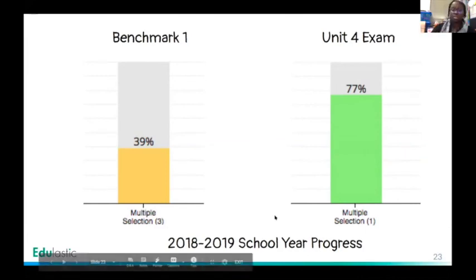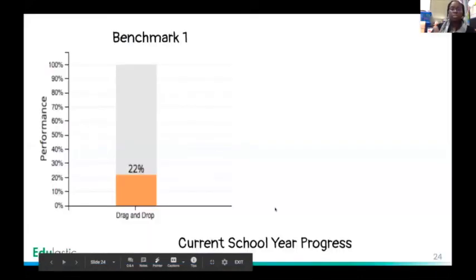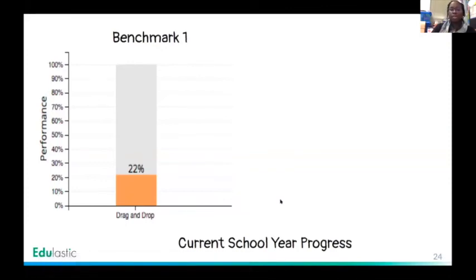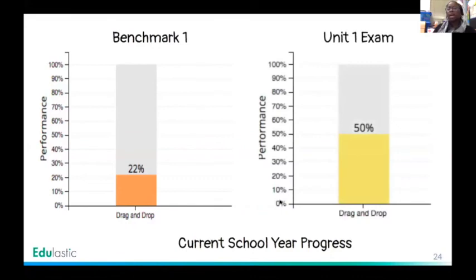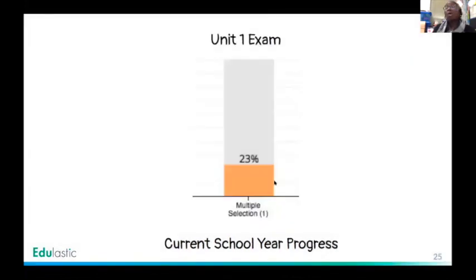This year, after our first benchmark, we're only into unit 2, so I only have data from unit 1. On drag and drop, our students have increased their percentage accuracy by more than doubling it. They're getting a little more comfortable after 3 quizzes leading up to the unit exam. On multiple select, right now I only have 1 because I did not put 1 on the benchmark. So right now, as you can see, we're still really struggling.